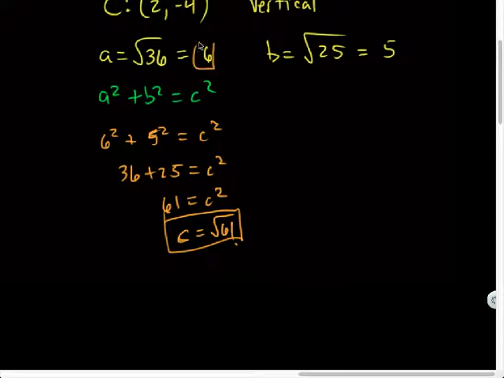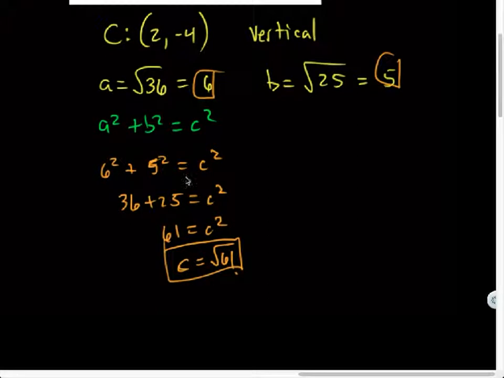So I now know a, b, and c, and I know the center. So I can now find the vertices. Where are those vertices at? It's going to be a units away from the center in which direction?